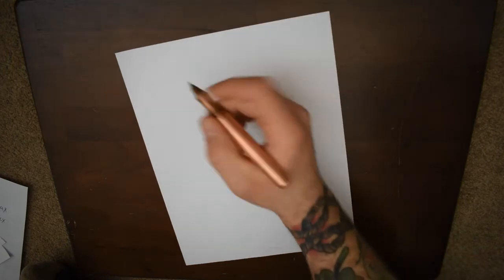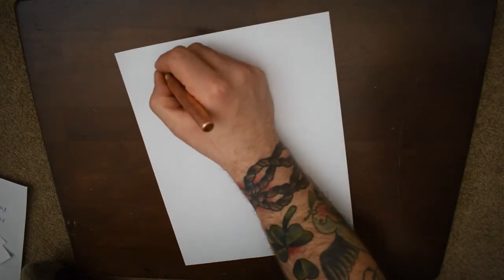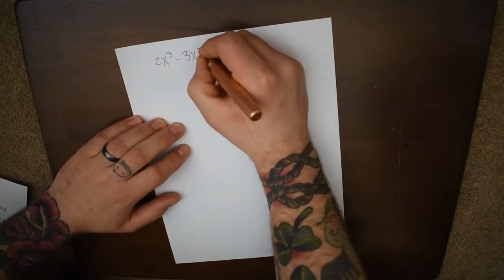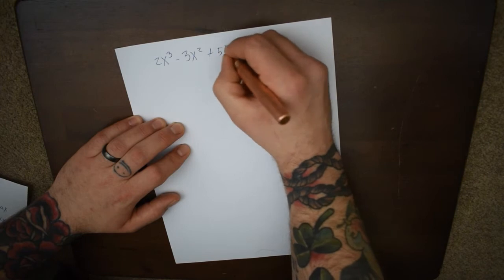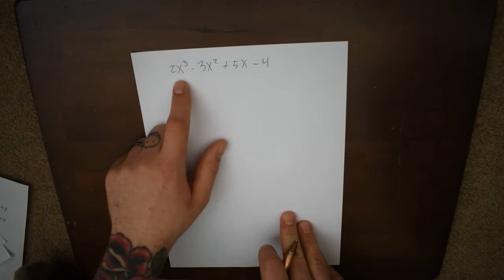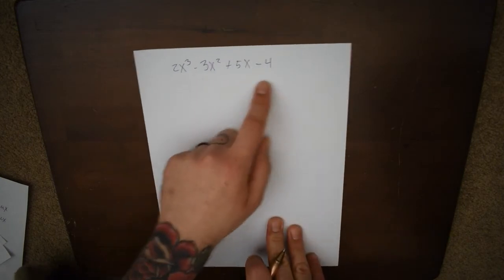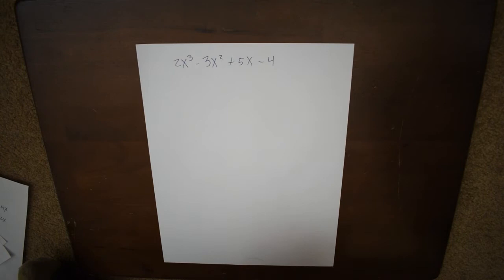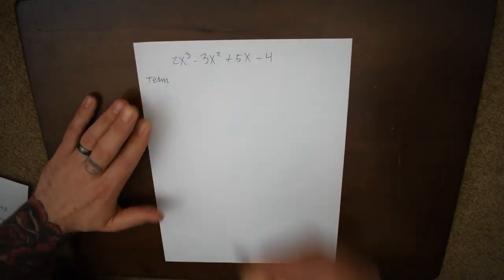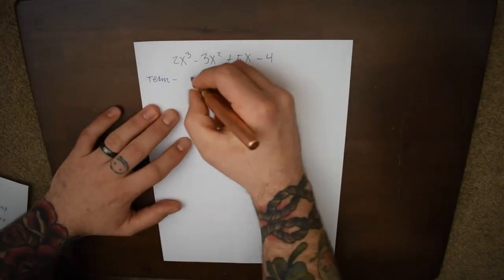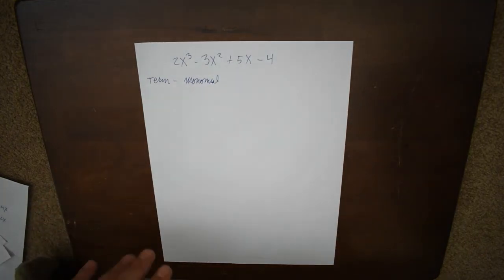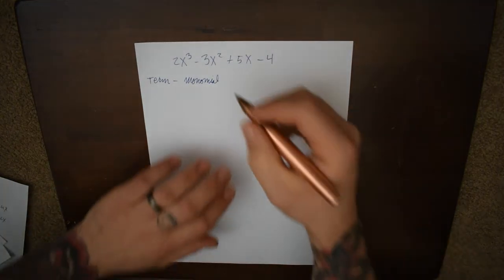So let's consider the polynomial 2x cubed minus 3x squared plus 5x minus 4. A perfectly good polynomial. It's a polynomial in one variable because we just have x's. So our first word is term. A term is just a monomial that is a part of a polynomial.